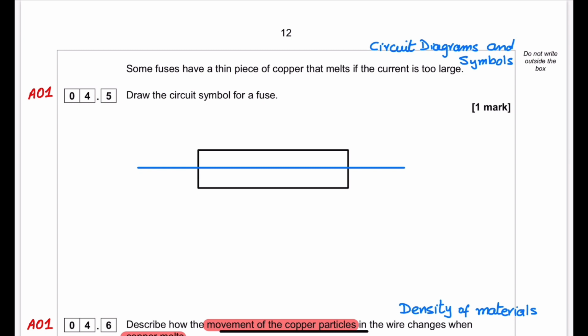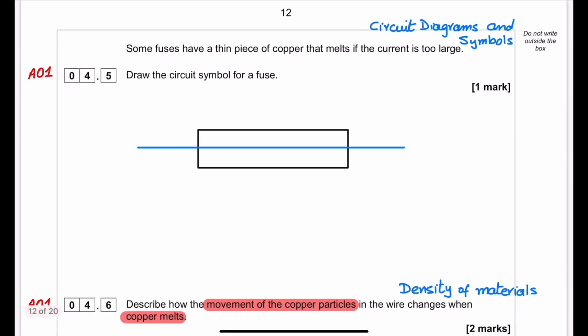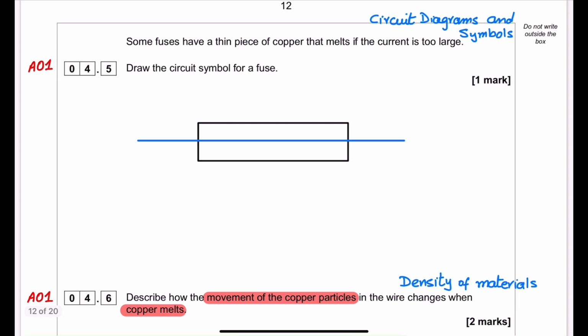4.6 is an AO1 question. Describe how the movement of the copper particles in the wire changes when the copper melts. This is an AO1 question, and this question is from density of material. In solid form, the particles are very close to each other in a regular arrangement or in the fixed arrangement, but on heating, the copper wire will melt, the density is reducing, and the particles start moving away from each other.